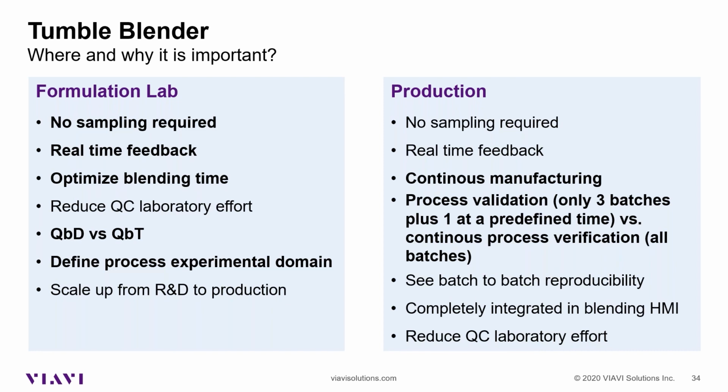But the NIR on a tumble blender is also important in real production because sampling is not required, real-time feedback is not required, but we can do continuous manufacturing as well, and we can keep our processes under control continuously. And this is what I put in bold, it is very important: the difference between process validation, where we analyze 3 batches and we crystallize everything, and continuous process verification, where all our batches are really analyzed. And this is really the final aim of the NIR connected to a blending system.